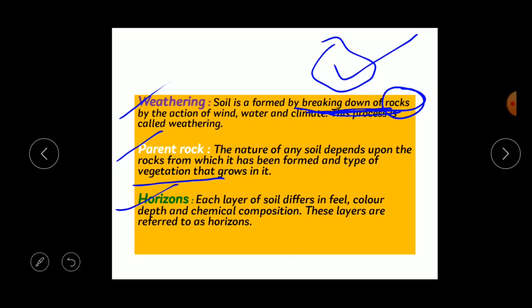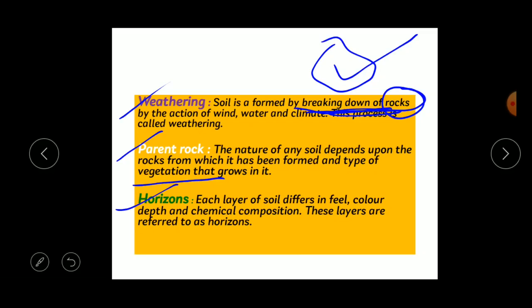The next point is horizons. What are horizons? Each layer of soil differs in feel, color, depth and chemical composition. These layers are referred to as horizons. So horizons means each layer of soil is different in texture, different in color, and even in depth and chemical composition, the chemicals present in it, and these layers are called horizons. Basically we have 4 horizons. The first is A horizon, B horizon, C horizon and the bedrock.